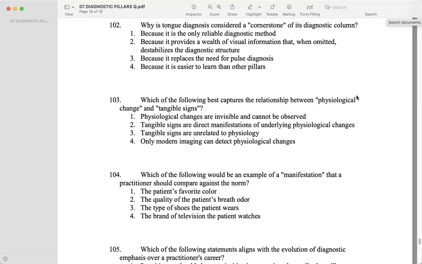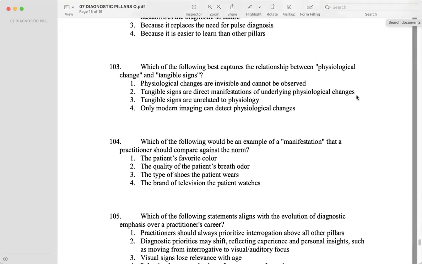So why does my acupuncturist not look at my tongue? Like going to a doctor and then he did not check you, no? Which of the following best captures the relationship between physiological change and tangible signs? Tangible signs are direct manifestations of underlying physiological changes.